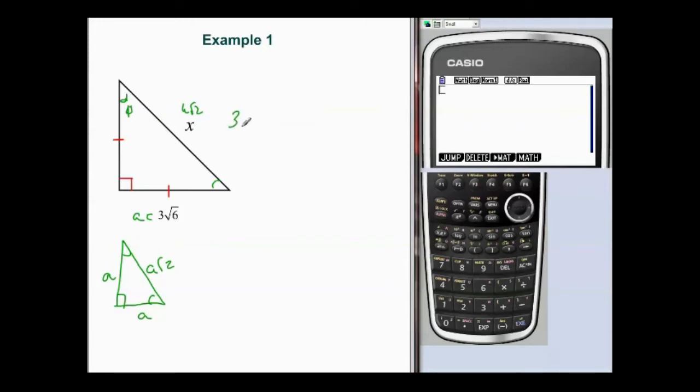So 3 radical 6 times radical 2 is going to give me what x is equal to, what this side is equal to. So that's 3 radical 12. Of course, we simplify our radicals. The biggest perfect square that goes into that is 4, so 4 times 3. And square root of 4 is 2. That comes out and hits that 3, so 3 times 2 is 6. 6 radical 3.